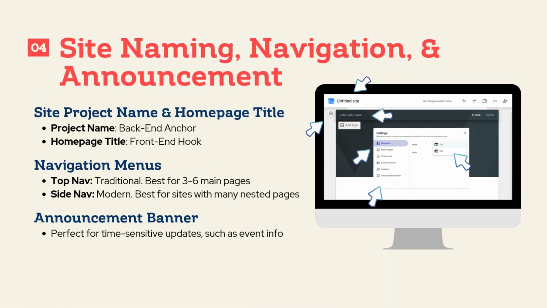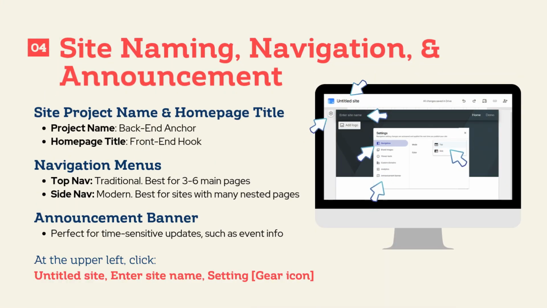Let's get into site naming, navigation, and announcements. In Google Sites, you have two different names serving two purposes. The project name is the back-end anchor. It's what you see in your Google Drive and the internal editor. It keeps your files organized. The homepage title is your front-end hook. This is the public-facing text that visitors see when they land on your page. It needs to be clear, catchy, and instantly tell them where they are.